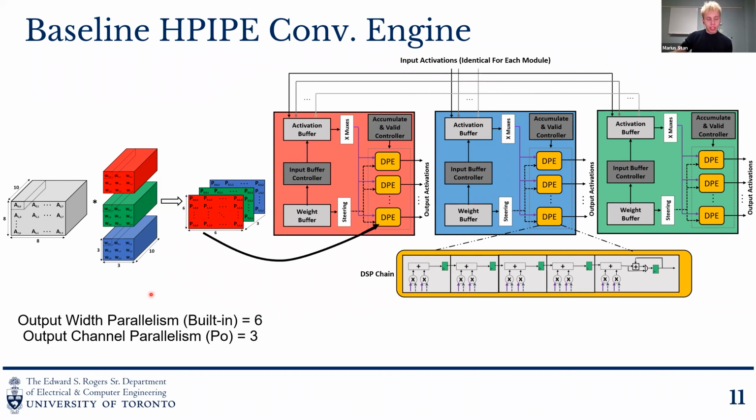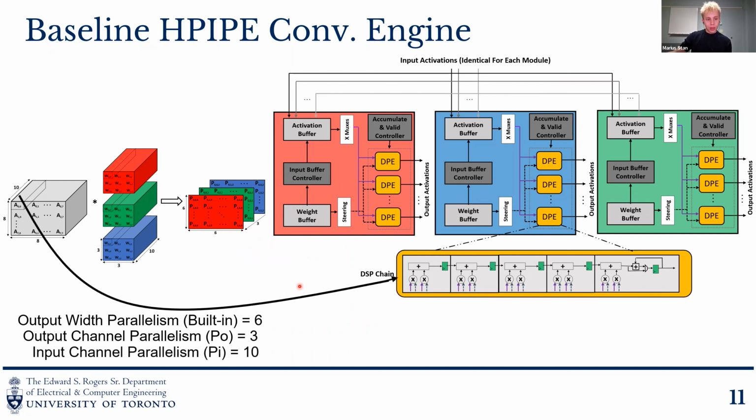Output width parallelism is built in, so this is not a tunable parameter like input channel parallelism. For this, HPIPE computes an entire output row at once. What this means is we instantiate 6 dot product engines here. Each computes a value in the output row shown here. Input channel parallelism is a tunable parameter we can change. In this case, it can go up to 10. This is how many input channels we multiply against the filter in parallel.